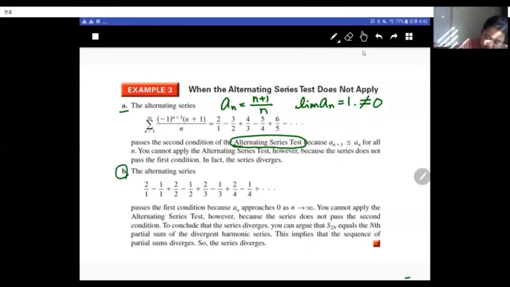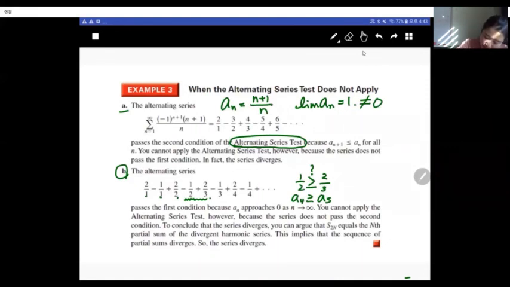Let's look at B. It seems like it satisfies the first condition, but if we compare 1/2 and 2/3, which one is it? 1, 2, 3, 4, 5. So here is a_5 and here's a_4. Is a_5 less than or equal to a_4? No. So it does not satisfy the second condition, so we can't apply the alternating series test.